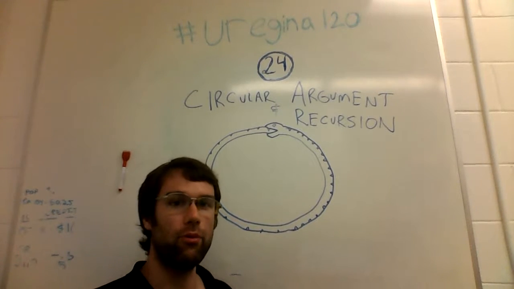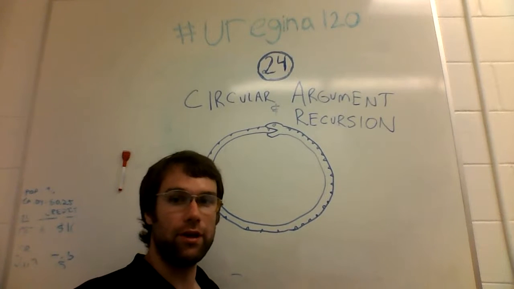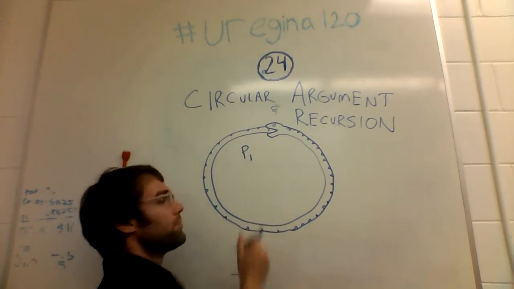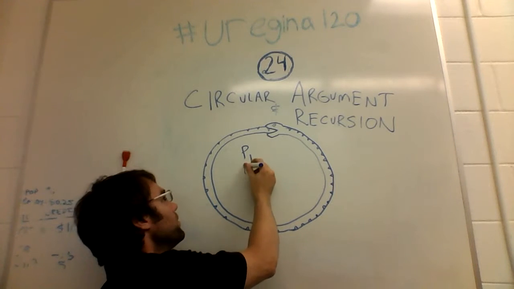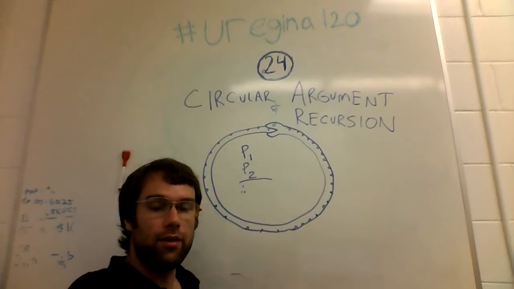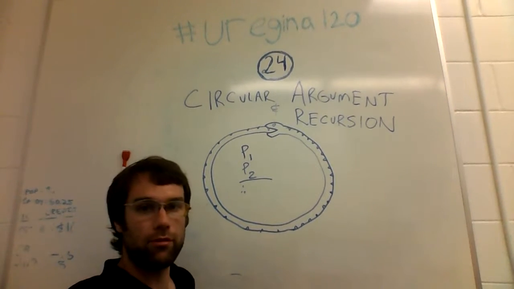The most basic way that an argument can be circular is, if we remember from previous videos, how an argument works: you have a premise, then another premise, and a conclusion. And in this case, the conclusion just happens to be one of the two premises that you started with.